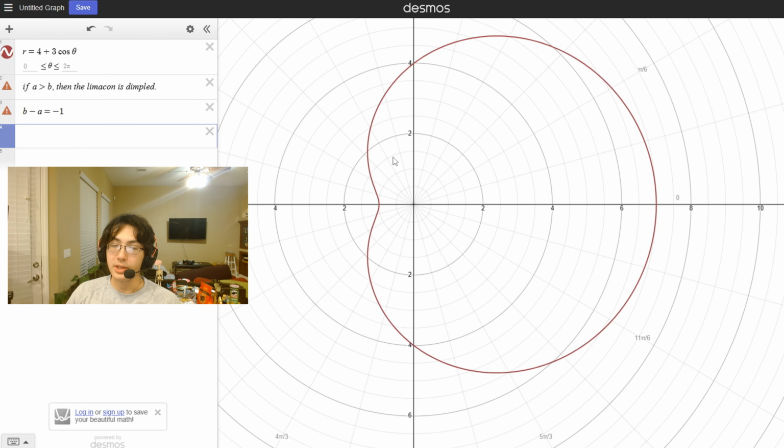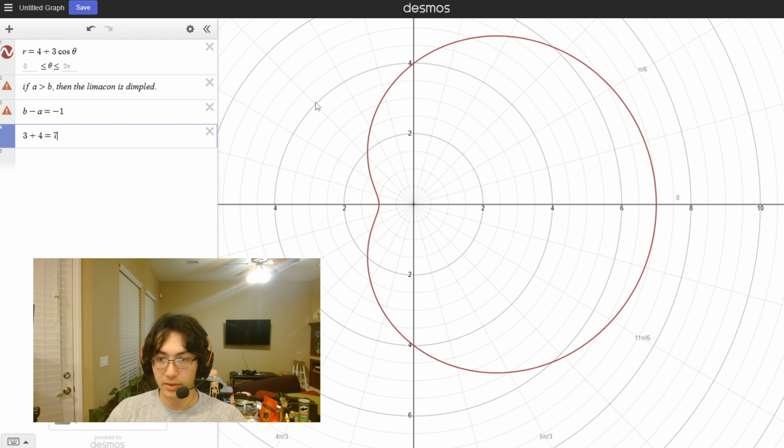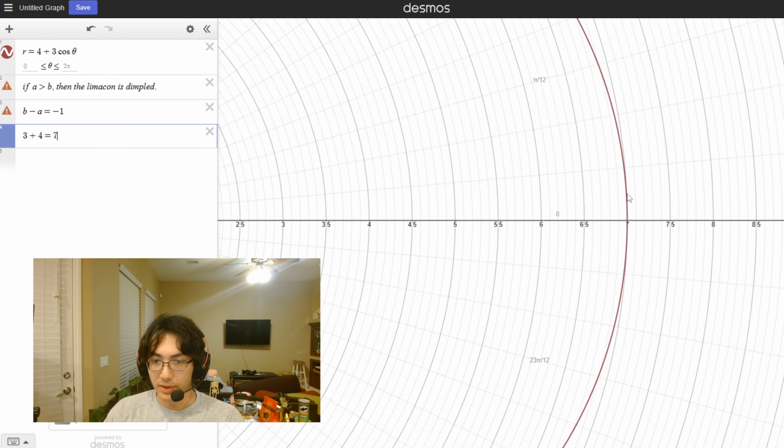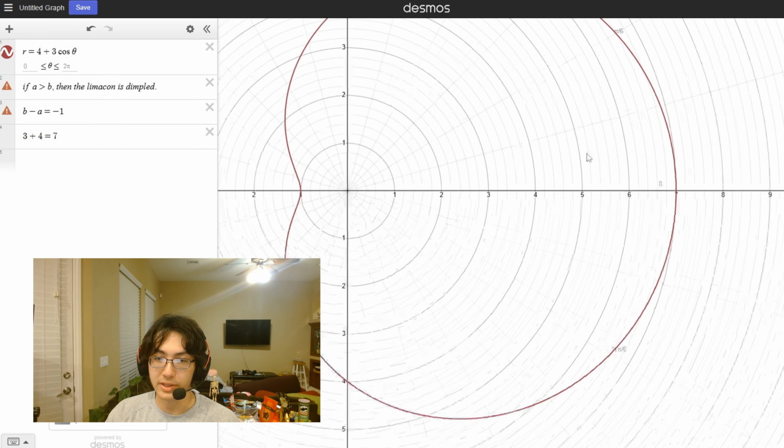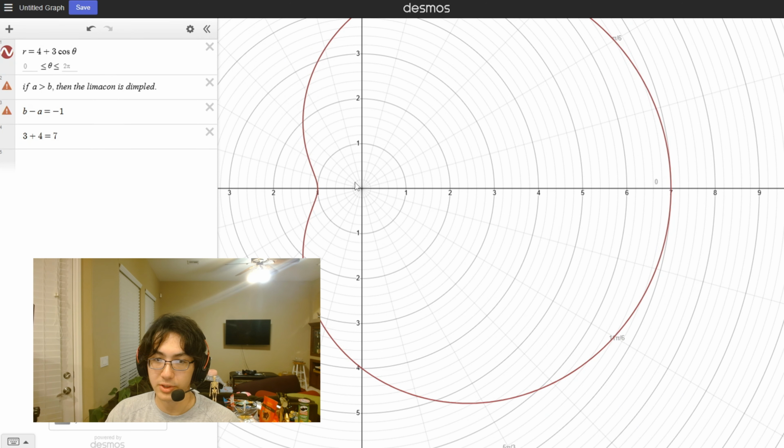You can also find the diameter of the dimpled limacon as a whole. Simply just add the two numbers, and that is where you'll find the diameter of the part of the limacon that is not in the dimpled section. It does not include this area. This also applies to the inner loop limacon from earlier. I might have forgotten to mention that.